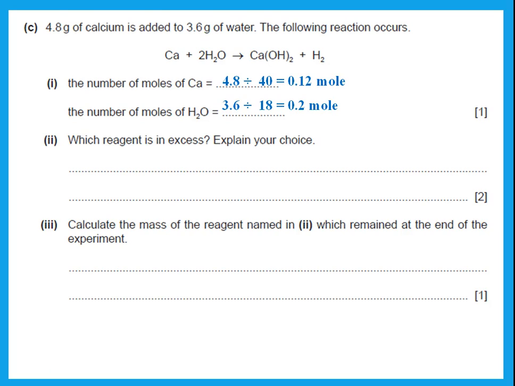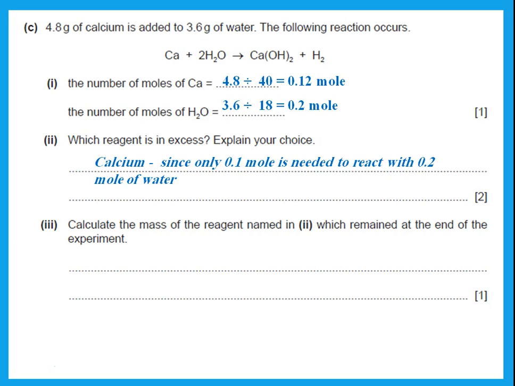So in this case, I look at the equation and I find that the number of moles of water should be twice that of calcium, right? The equation says 1 calcium reacts with 2 water. So the number of moles of water should be twice that of calcium. Now, is it twice that of calcium? No, it's less than twice. That means that the water is limiting and the other one is the one that is in excess.